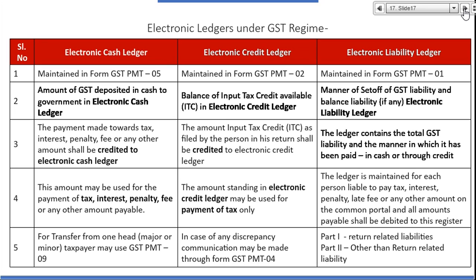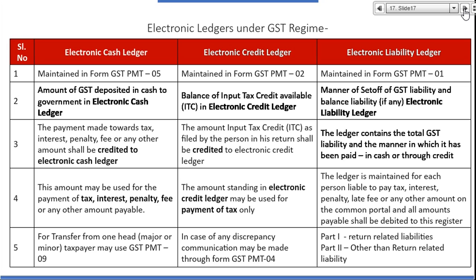This amount can be used for payment of tax only. You cannot use the electronic credit ledger for payment of late fees, interest or penalty. You can use the electronic credit ledger only for payment of tax. In case of any discrepancy, you can write to the portal by filing a form called GST PMT 04.